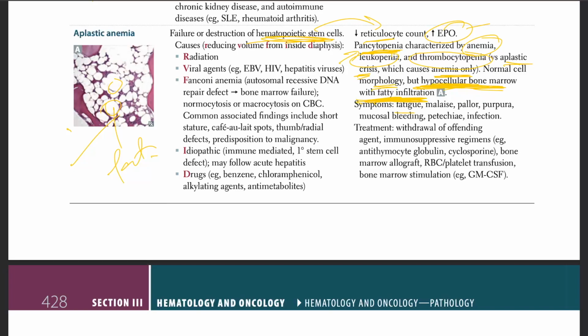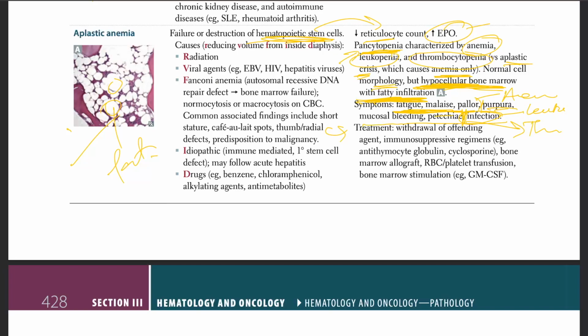Symptoms are fatigue, malaise, pallor, purpura. Again, fatigue, malaise, pallor are due to anemia. Purpura, mucosal bleeding, petechiae are due to thrombocytopenia, decrease in platelets. Infections are due to leukopenia. So all three lines are down. All three will give you signs and symptoms according to each one of them.